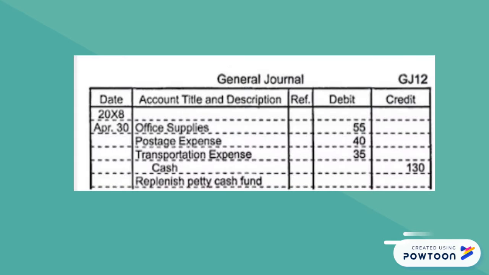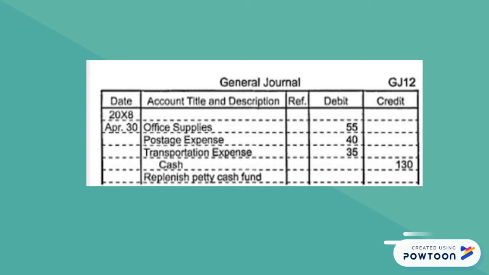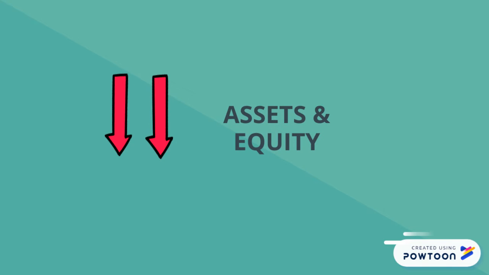This journal entry shows that a $130 check is needed to return the total cash in the fund back to its original balance. This requires debiting all relevant asset or expense accounts and crediting cash. In this case, the office supplies, postage, and transportation accounts are debited and the cash account is credited. This entry also reduces both assets and equity as expenses have now been accounted for by the fund.